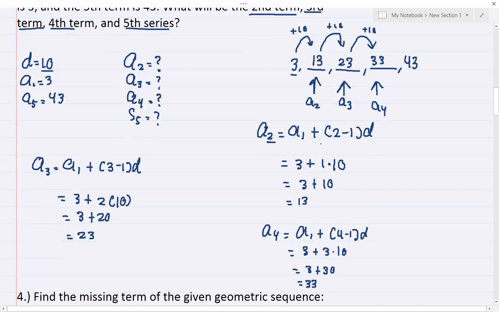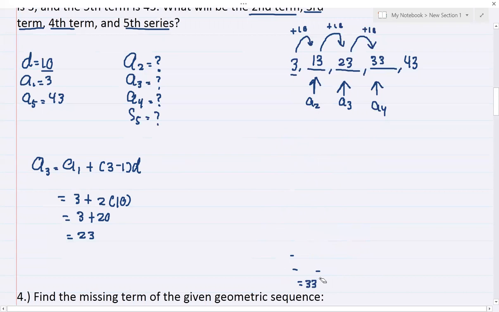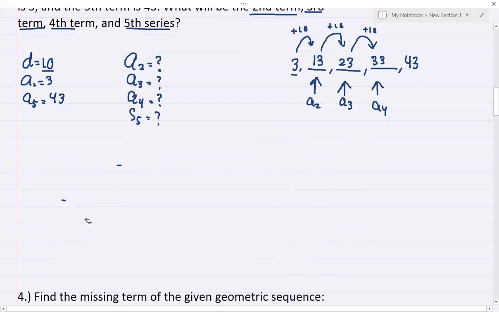So you see, since I have no space, I think it's better for me to write it. I'm going to erase this one since we already know what your a sub 2, a sub 3, and a sub 4 are. So I'm going to erase this one. All right. Let's go. Okay. Let's go here.